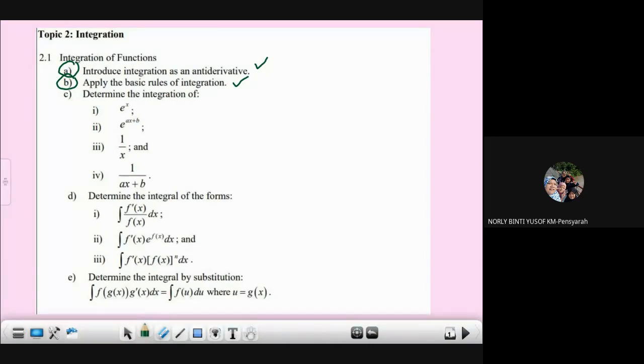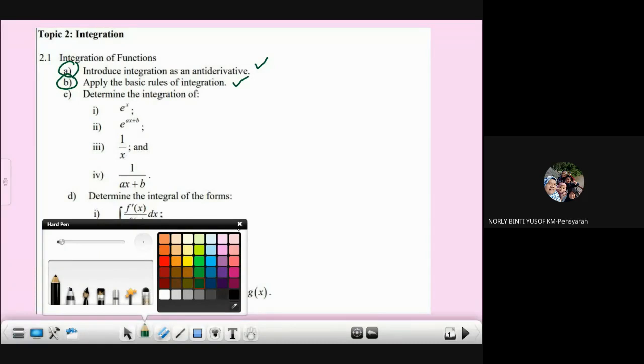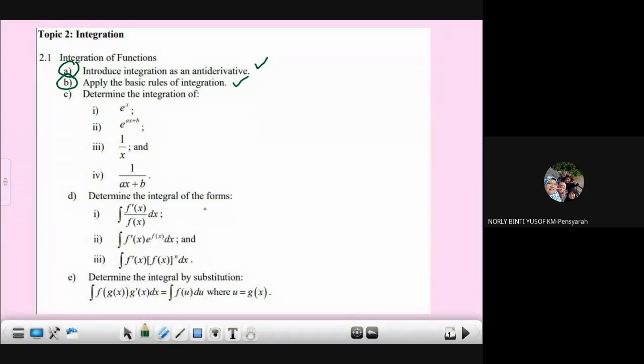And then next determine the integration of exponential. Kita ada exponential, kita ada reciprocal. Reciprocal tu sebenarnya adalah you akan dapat ln x. So kenapa nanti kita akan tengok lah why. Okay, and then determine the integral of the forms. This one the formula lah. Ni semua formula, tak perlu hafal tapi refer lah nanti. Ada 3. Okay, sebenarnya dia dapat ni pun daripada process of reverse differentiation.